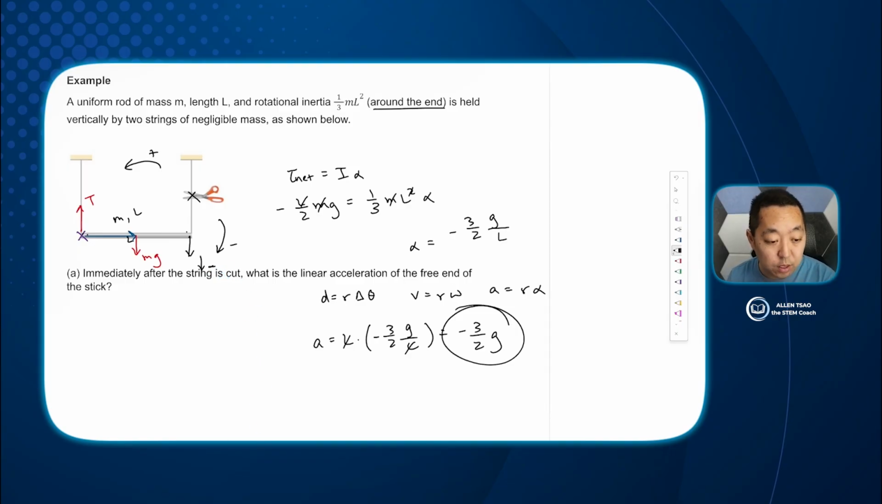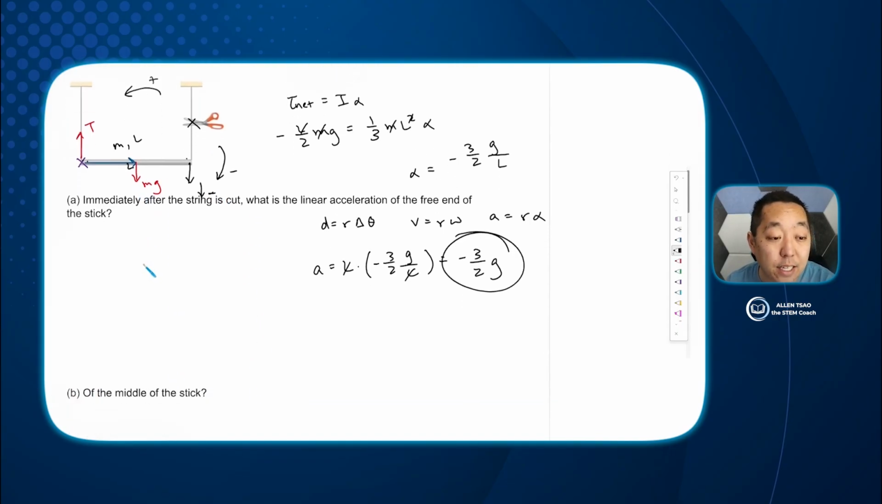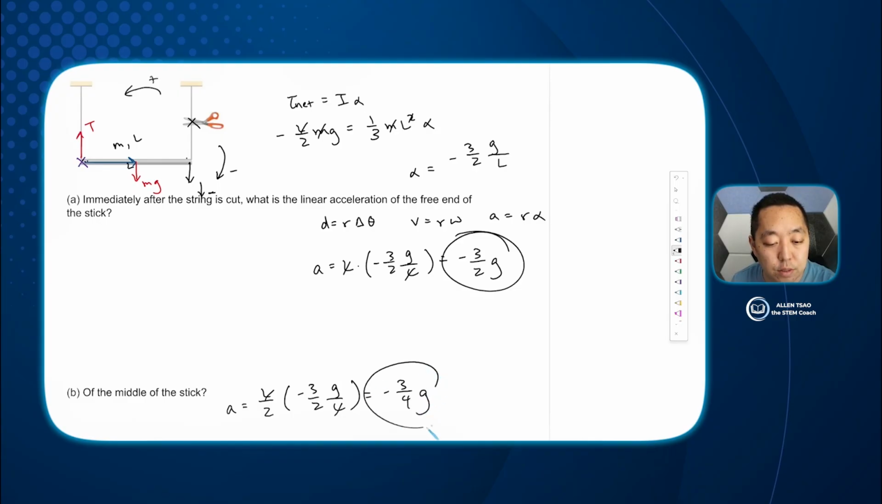Okay. How about from the middle of the stick? Well, the angular acceleration is still the same. It's just that the r is going to be the distance. If I want it at the center of the stick, then it's going to be r, which is L over 2, times the angular acceleration, negative 3/2 g over L. L's cancel. This becomes negative 3/4 g.